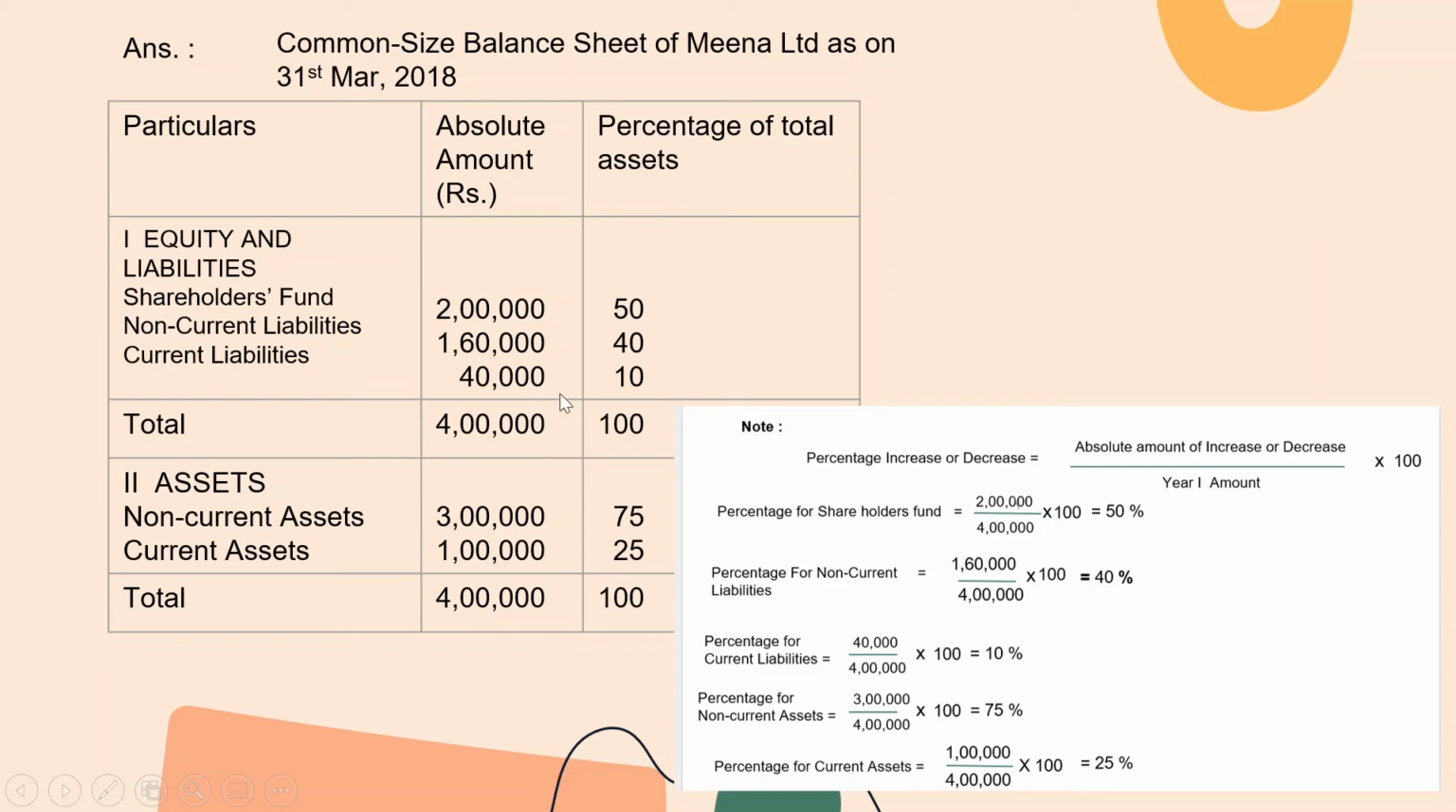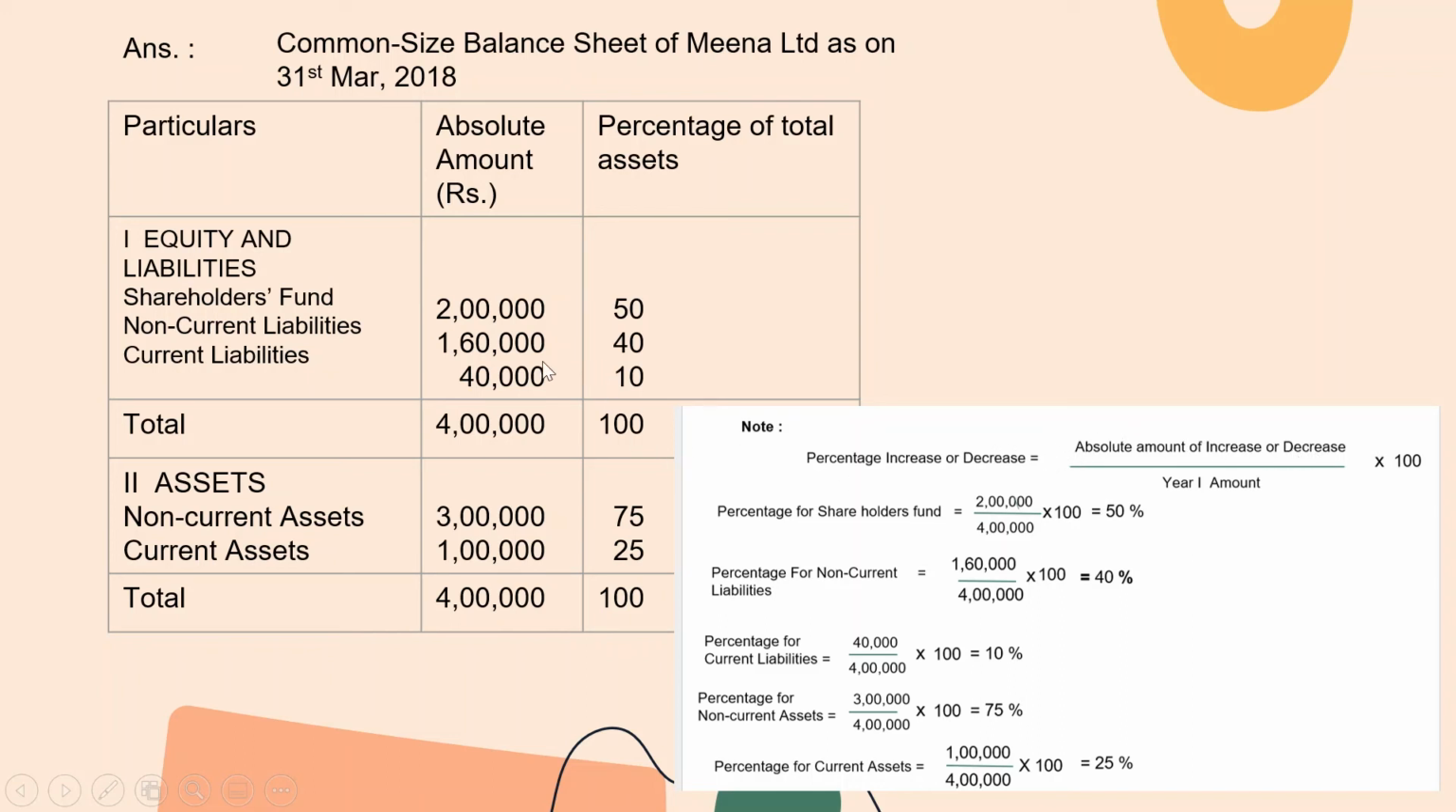And only thing is here we are going to take a common base as total assets. So percentage of total assets you write, and both the total you make it as 100, and then now 2 lakhs divided by 4 lakhs. Okay, percentage of shareholders fund you have to write 2 lakhs divided by 4 lakhs, that is 50 when you simplify. You don't consider this one, this is not for comparative. By mistake it is given here.